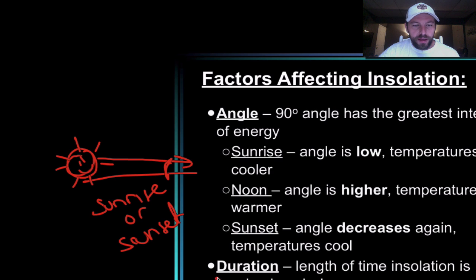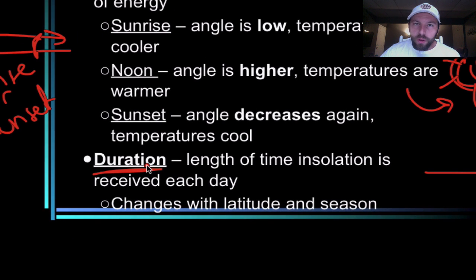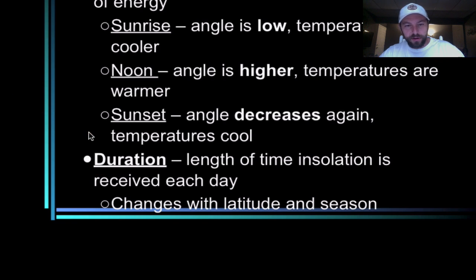Another big one is our duration. How long the sun's out, basically. The longer the sun's out, you would expect it to warm up more. So angle of insolation and duration of insolation are the two biggest things that affect the insolation coming into Earth, and will definitely change depending on our latitude, season, day, night. There's a lot of things that can change our angle and duration.